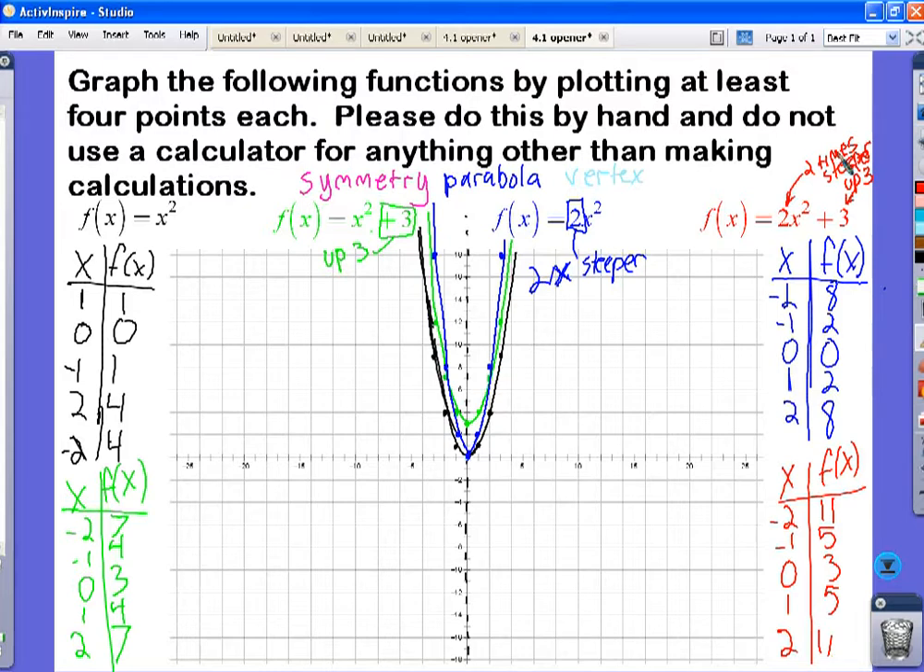We will expect to see it be 2 times steeper and up 3. So let's see if that's what happens. We have 0, comma 3. What's this point called on the parabola? The vertex. Very good. And 1, comma 5. Negative 1, comma 5. 2, comma 11. Negative 2, comma 11. And yeah, that's going to just really start taking off.